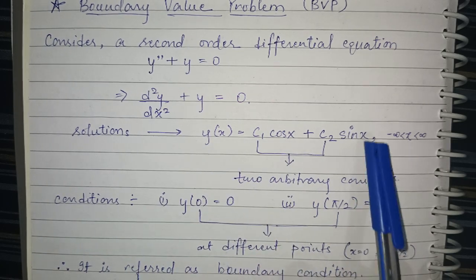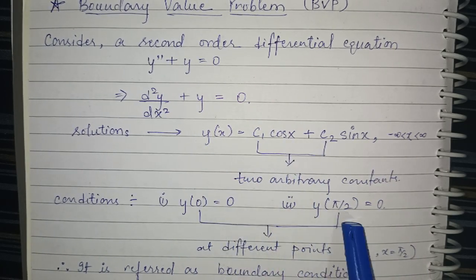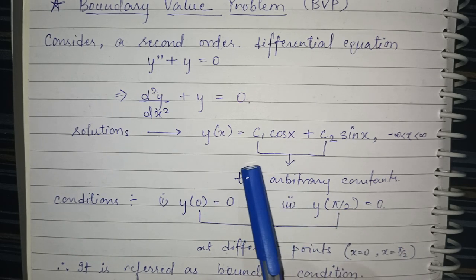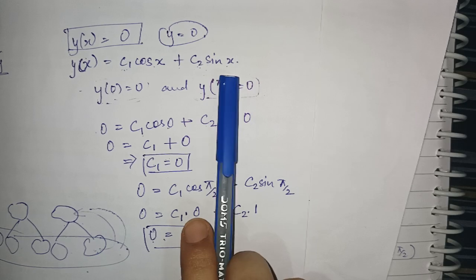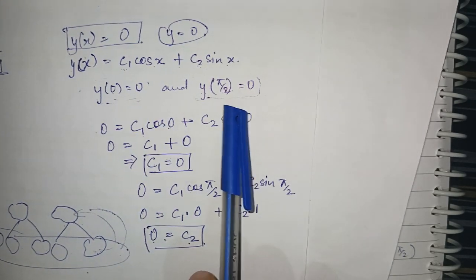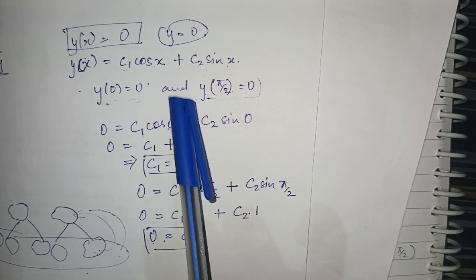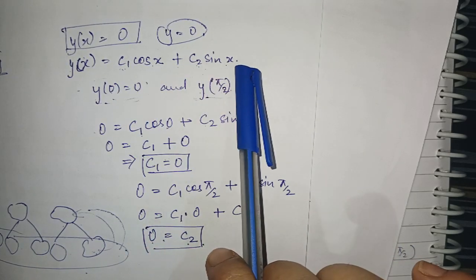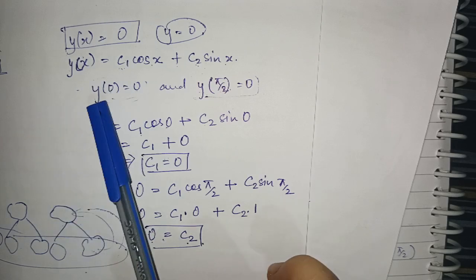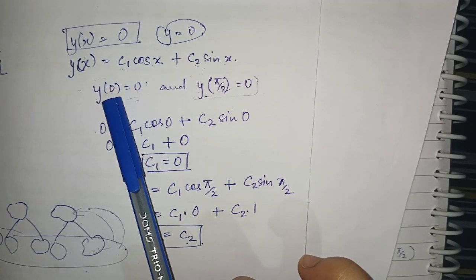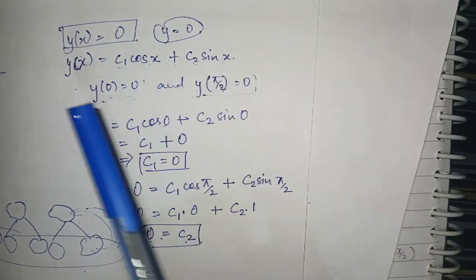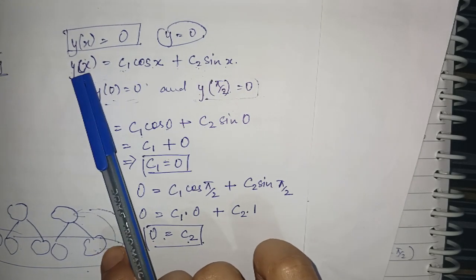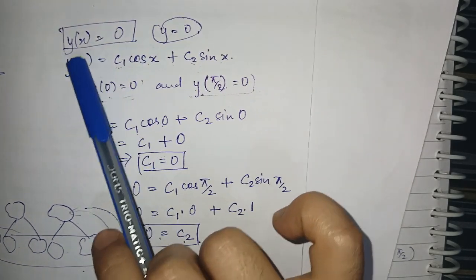So let's try finding these arbitrary constants using these conditions, and then finally find the solution that will not have any arbitrary constant. We have the solution and we are given these conditions, so we'll use these conditions to eliminate the arbitrary constants. The first condition is y is 0 when we put x as 0. So we'll put x as 0 in this solution. When we put x as 0, this becomes y(0), and you know that y(0) is 0, so this ultimately becomes 0.